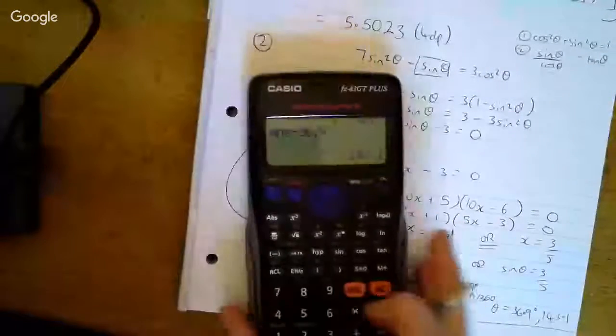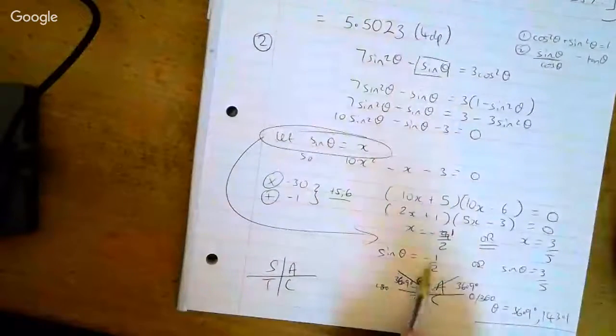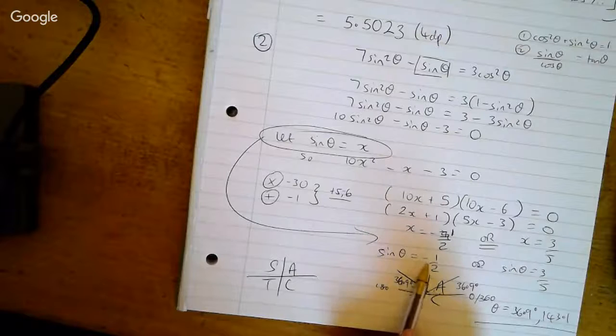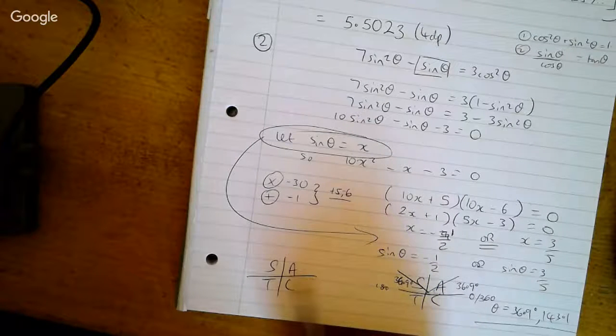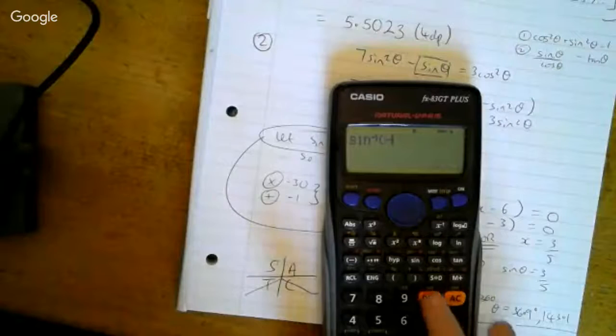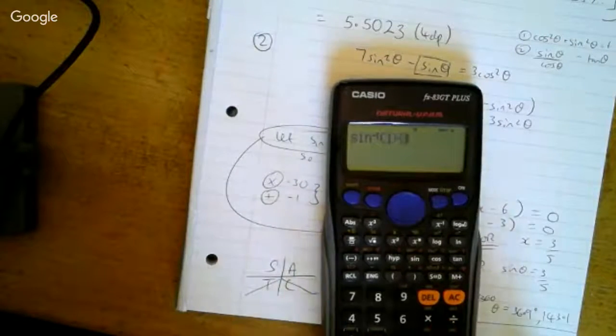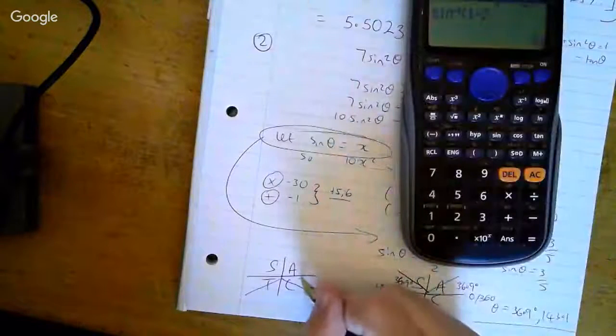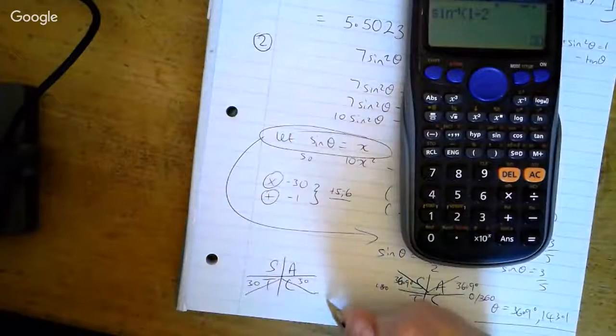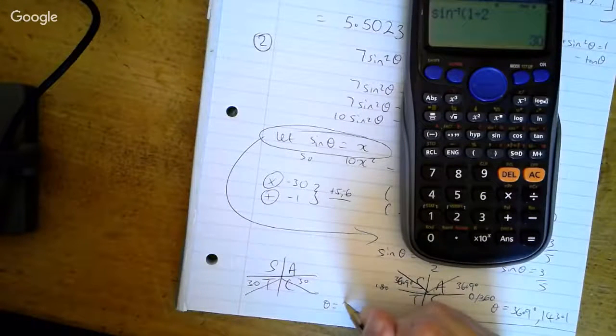Okay, the other one here is sine theta equals minus a half. Because it's negative, I do the mirror image below. That's my shortcut to this. So I do sine to the minus 1 of not minus a half, just a half, or 1 divided by 2, and that comes to 30. So my solutions this time are theta equals 210 degrees or 330 degrees.